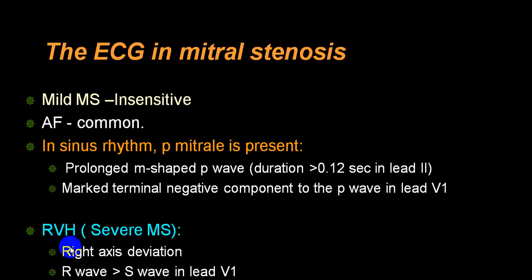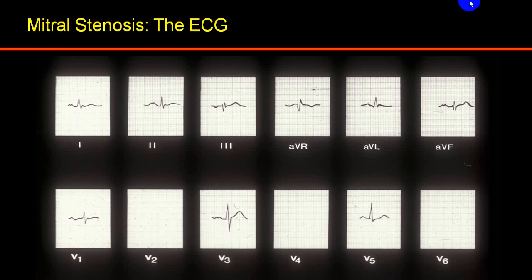Mainly it will show you P mitral, that is M shape, broad and notch. But by and large, because of atrial enlargement, left atrial enlargement, you will get atrial flutter fibrillation and you will have a big RVH. So typical RVH you will see R wave prominent in V1 and in AVR, and if P wave is seen, then it will be broad and notch, typical M shape.